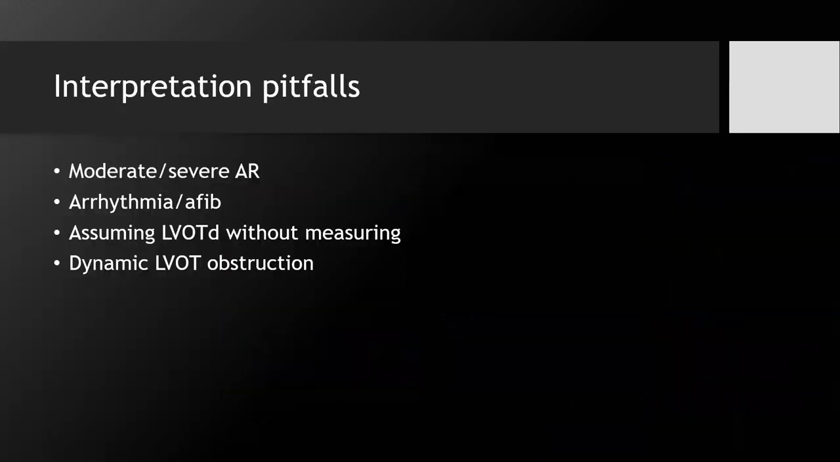Some interpretation pitfalls, and we've covered many of them, but one that we haven't yet is a patient with moderate to severe AR, right? They might have a normal stroke volume, but what you're not capturing is that half of that stroke volume returns in diastole, right? So be careful in using your cardiac output in a patient with AR. We talked about arrhythmia and AFib, but just to reiterate that now, right? If you have a patient who has AFib, then each stroke, depending on how much LV filling there has been, will have a different VTI. If you choose the biggest one, you might overestimate cardiac output. So in those cases, you should average 3-5 VTIs.